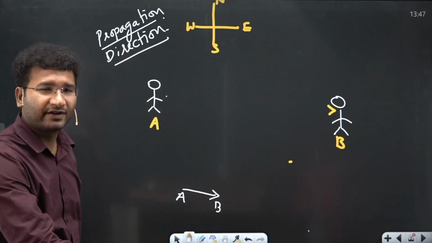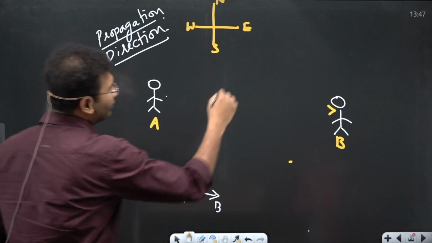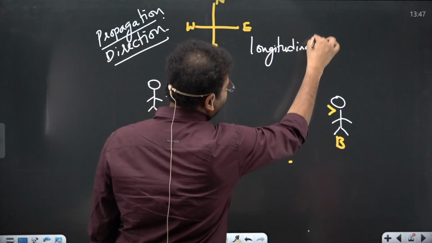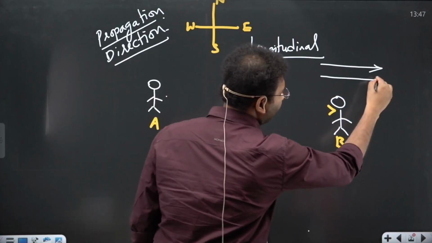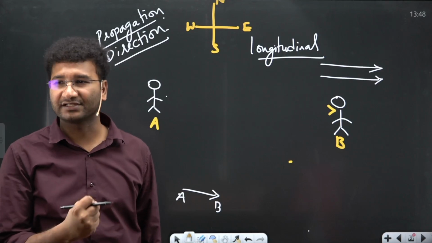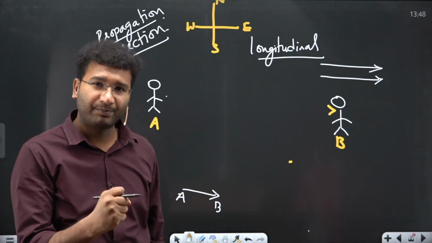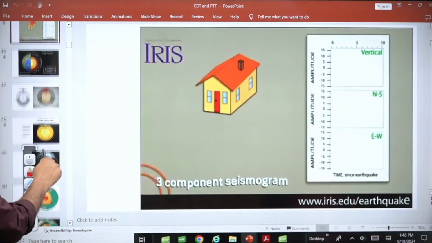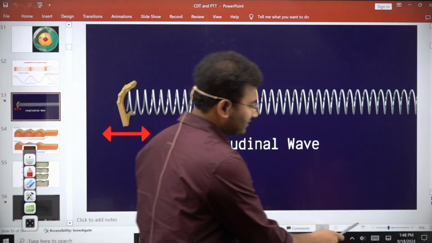A longitudinal wave is a wave where the direction of the wave is parallel to the propagation. Where the direction of the wave is parallel to the propagation, that is called a longitudinal wave. That means your P waves travel like this. Let me show you how your P waves travel.